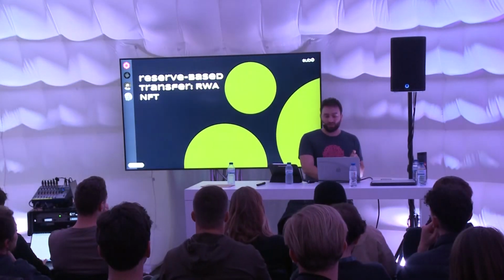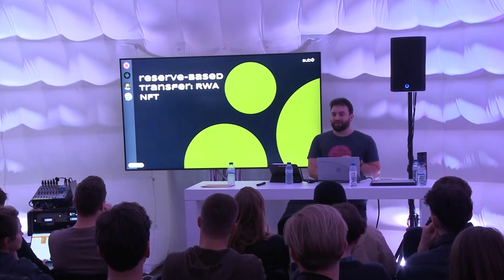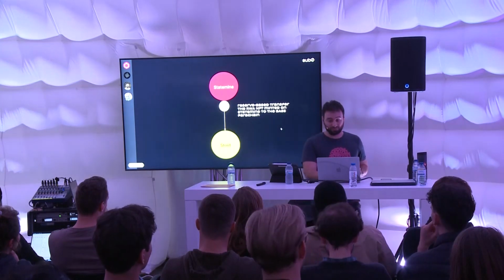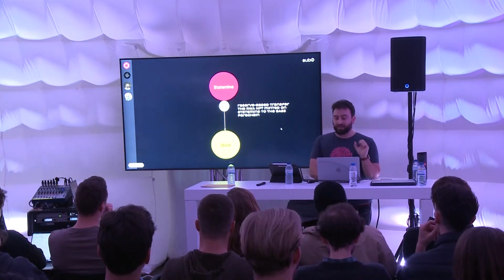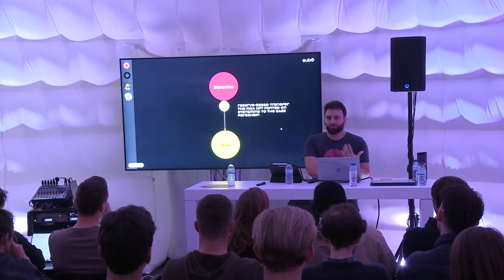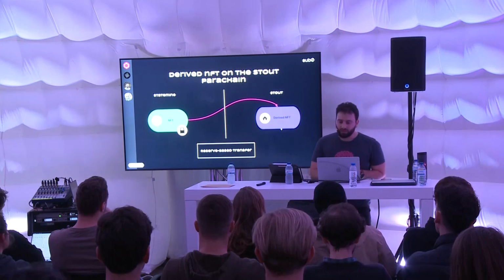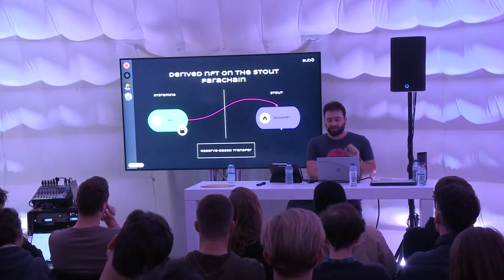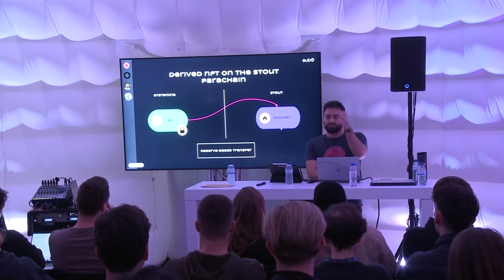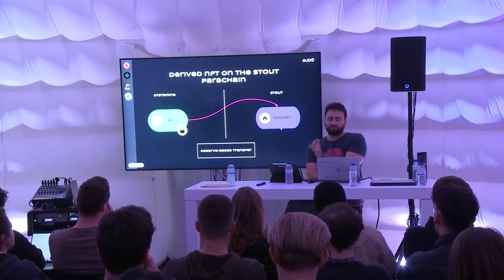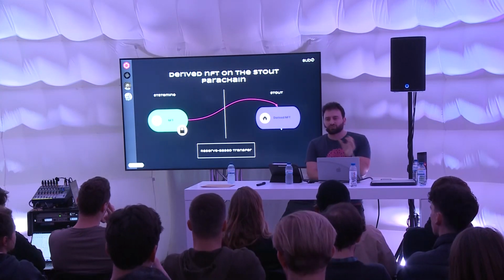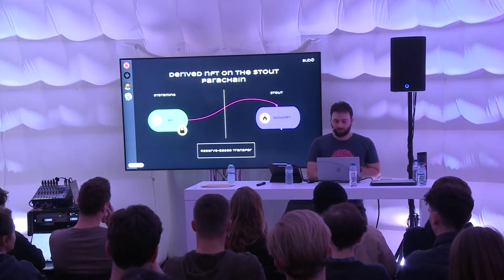Okay, now let's go to the fun part. We are going to transfer the NFTs from Statemine to Stout. You remember that we got that real world asset NFT, and we wanted to send it to the Stout parachain to make use of it. Again, behind the scenes this is locking the NFT on Statemine and creating a derived NFT version on Stout. This is how cross-chain reserve-based transfer works.